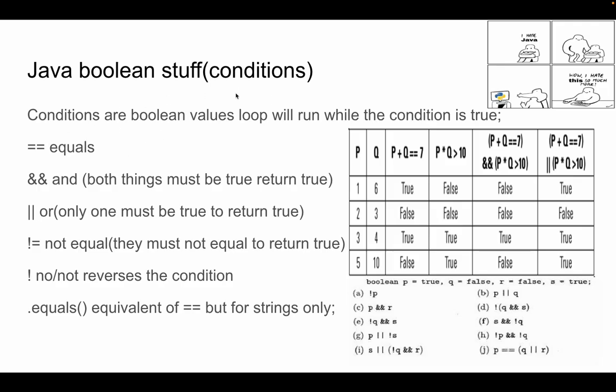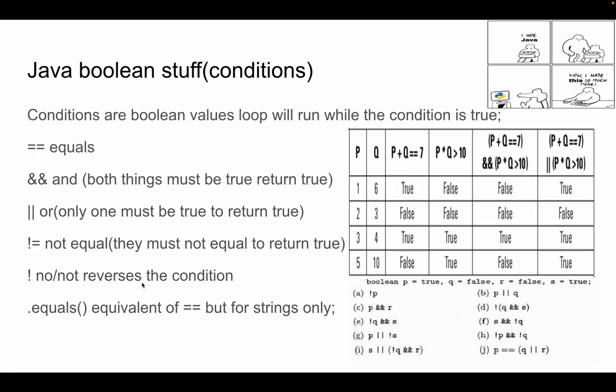So here's stuff you should know. Remember, conditions are Boolean values. The loop will run, or the if statement will run, while the condition is true. You have your double equal sign, which just states equal. Then you have your and, double ampersands, which means both things must be true to return true. You have your or, which is two vertical lines, and only one must be true to return true. And then not equals to, they must not be equal to return true, and then not just reverses whatever value you're going to get.